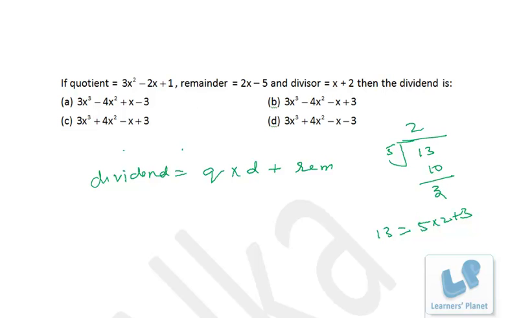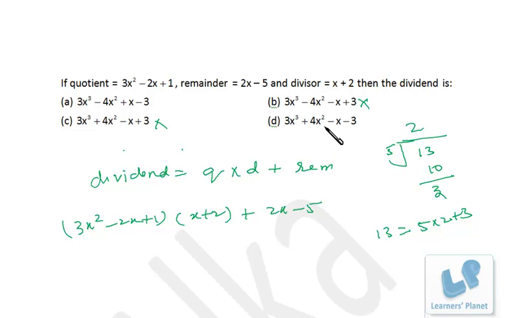Now that's 3x square minus 2x plus 1 into x plus 2, plus 2x minus 5, right? Now here the constant term will be 2 and here it is minus 5. So finally constant term will be minus 3. So these two are eliminated, okay?